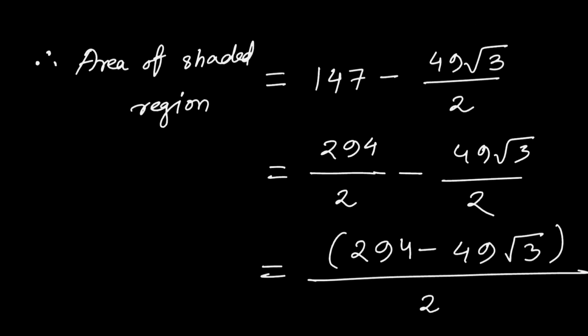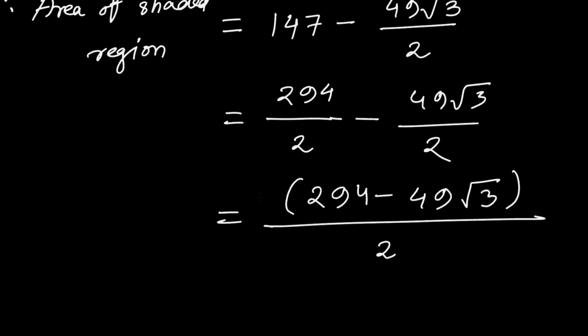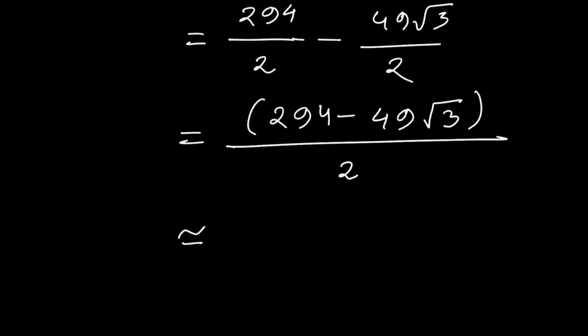Therefore, the exact area of the shaded trapezoid is the quantity 294 minus 49 square root of 3, all divided by 2 square units. As a decimal, this is approximately 104.56 square units. And that's the final answer.